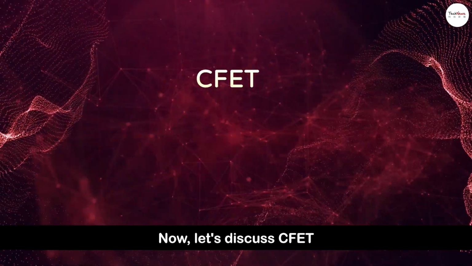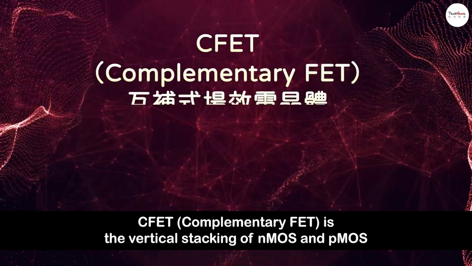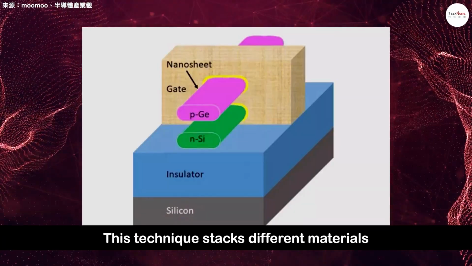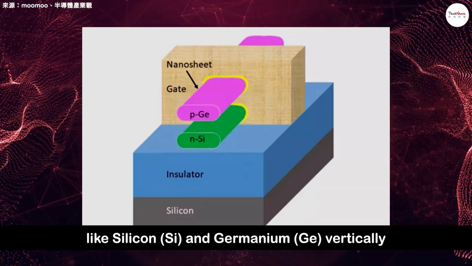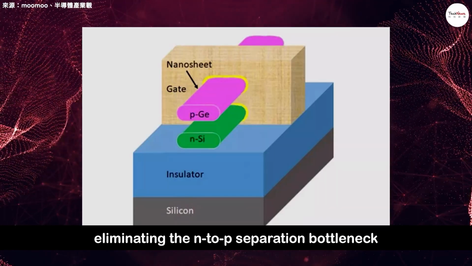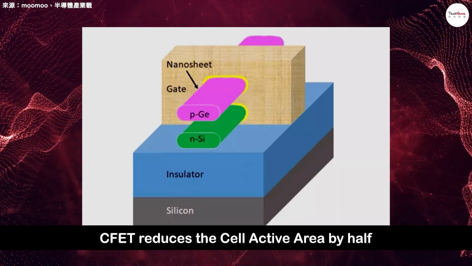Now let's discuss CFET. CFET, or complementary FET, is the vertical stacking of NMOS and PMOS. This technique stacks different materials like silicon and germanium vertically. It brings P-type and N-type transistors closer, eliminating the N to P separation bottleneck. CFET reduces the cell active area by half.